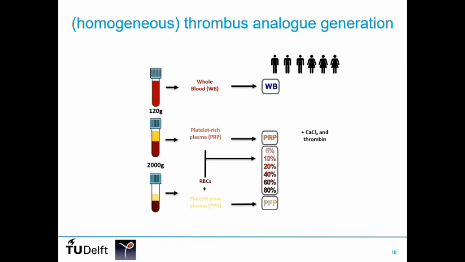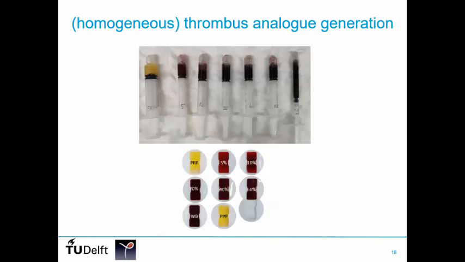So we first separated the cell content, the red blood cells, from the blood. In the second step, we separated the platelets from the plasma, and that way we have three constituents that we can recombine. So we have plasma, we can add an amount of red blood cells, and we can add an amount of platelets to play around with the composition. And of course, we can also do this without red blood cells, with platelets, which we call platelet-rich plasma, or without platelets to get platelet-poor plasma. And this is basically how it looks.